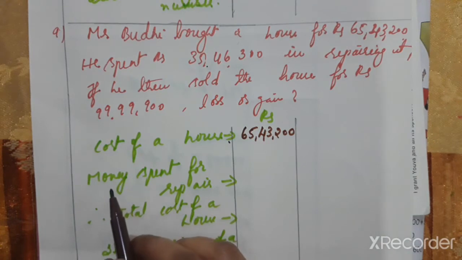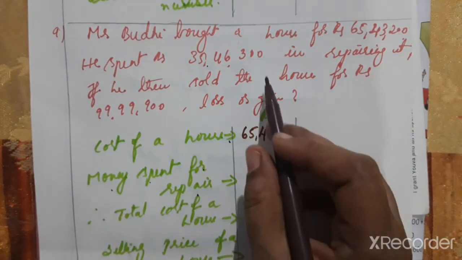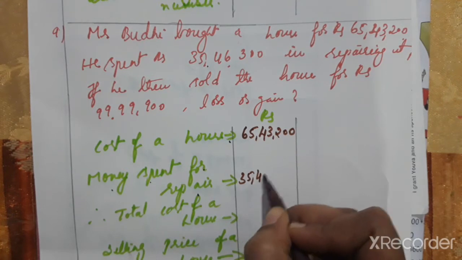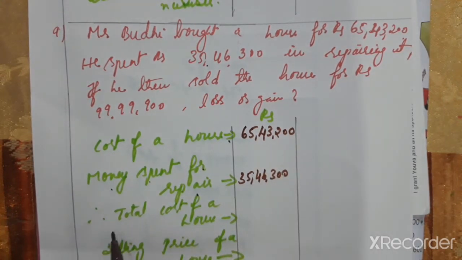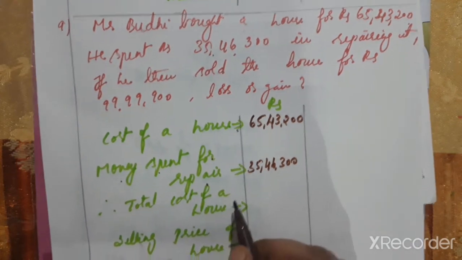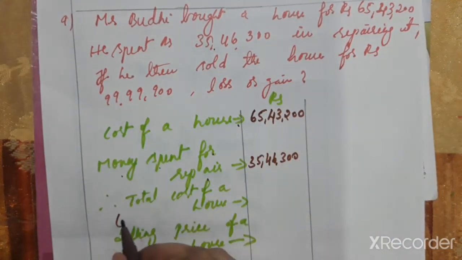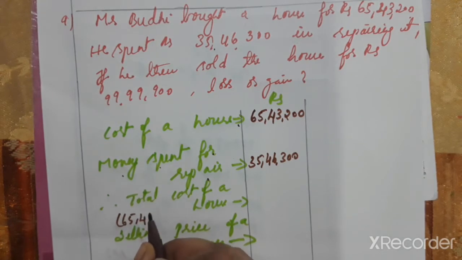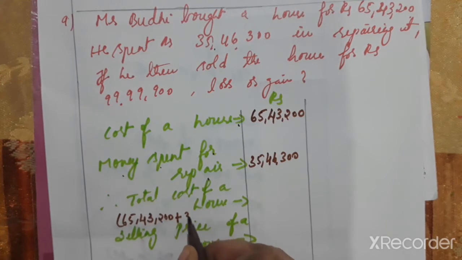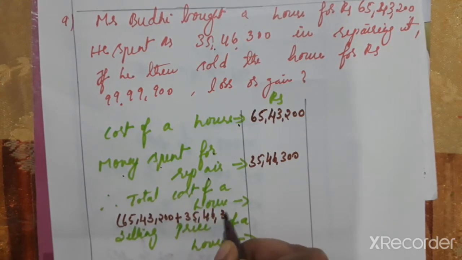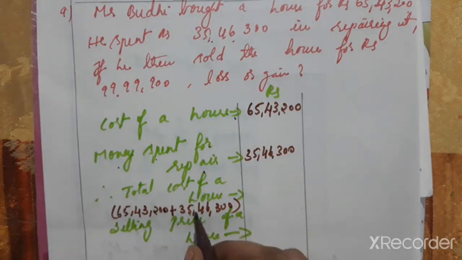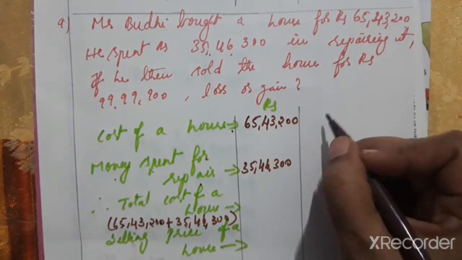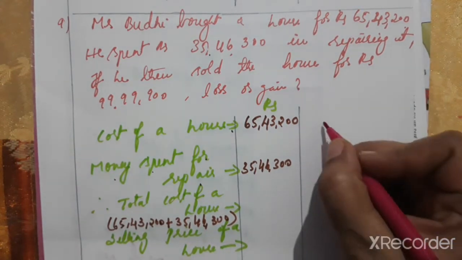Again he spent 35 lakh 46,300 for repair. So the money spent for repair is how much? 35 lakh 46,300. This amount he spent for repair. Now the total cost of the house: we have to add the repair amount to the purchase amount. 65,43,200 plus 35,46,300. Cost of a house is purchase amount plus repair amount.